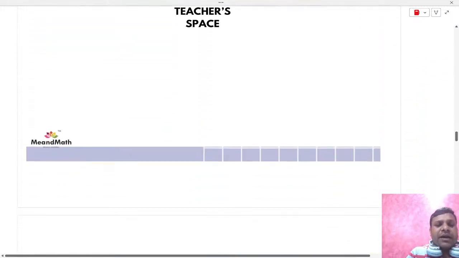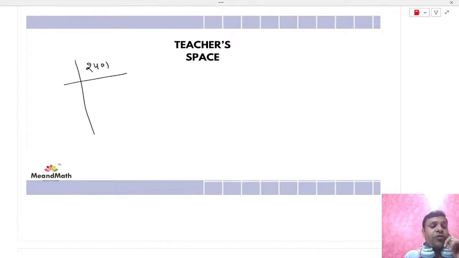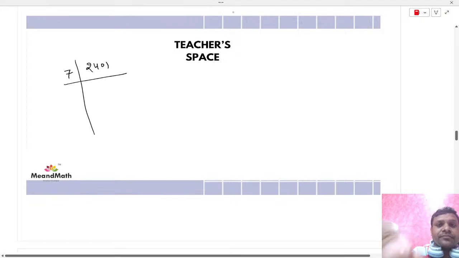Okay, the next method, which I am talking about, is prime factorization. If you check, this is an odd number, so it is not divisible by 2. 2 plus 4 plus 1 is 7, so it is also not divisible by 3. Not divisible by 4, so no need to divide by 4. Unit digit is 1 and not 0 or 5, so it is not divisible by 5. Now let's check for the 7.